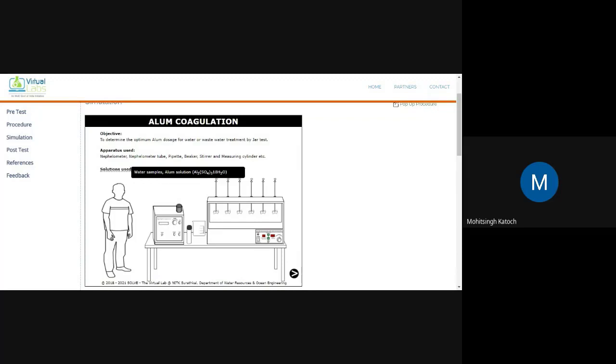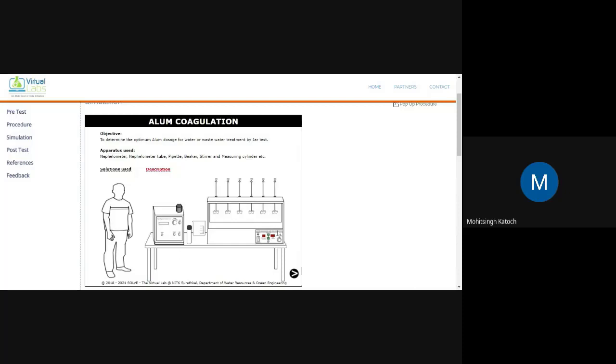This is the chemical formula of alum. In the theoretical part, we have already seen what coagulation and flocculation are. Coagulation is the process of adding a chemical to destabilize a stabilized charged particle, while flocculation is a slow mixing technique which promotes agglomeration and helps the particles settle down.